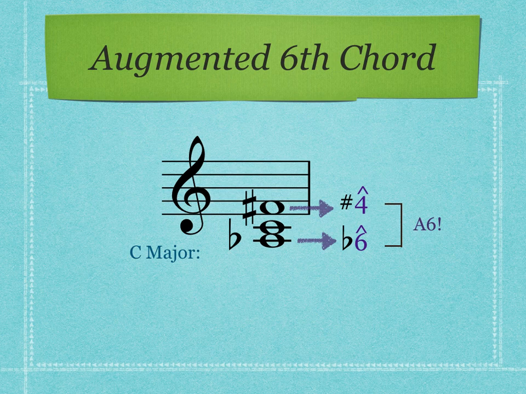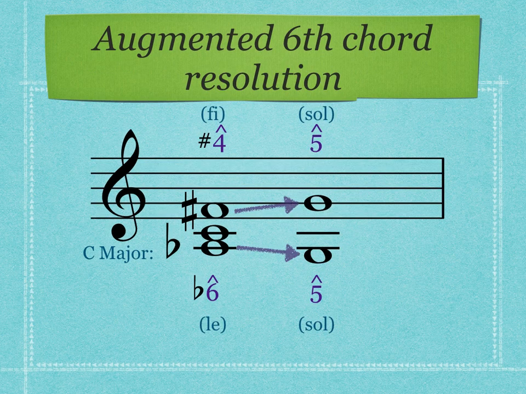Like the Neapolitan sixth chord, augmented sixth chords occur more easily in minor because the minor scale already features lowered scale degree 6, but it can also occur in major keys as well. Flat 6, or le in solfege, and sharp 4, or fi in solfege, both lead to scale degree 5 as upper and lower chromatic neighbors. Each tone resolves outward by a half step to sol, or scale degree 5. Here's what the resolution of this augmented sixth chord sounds like.